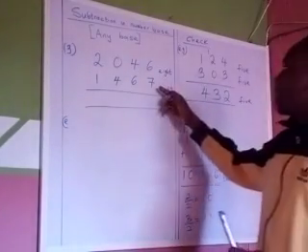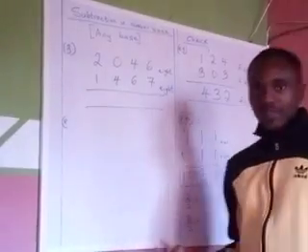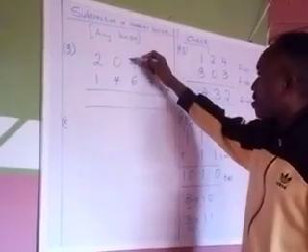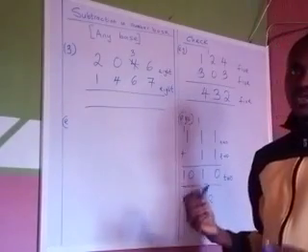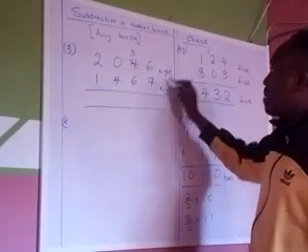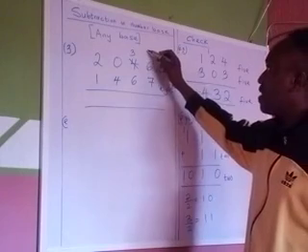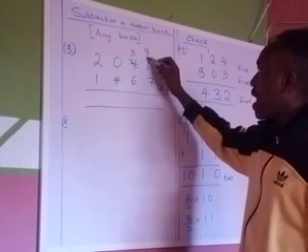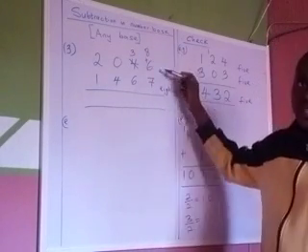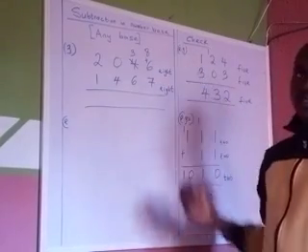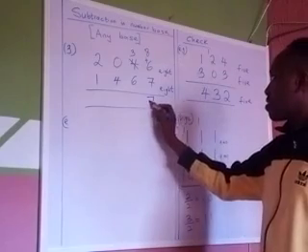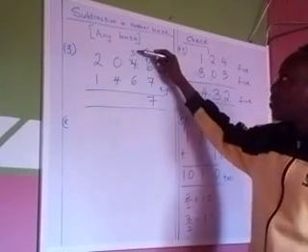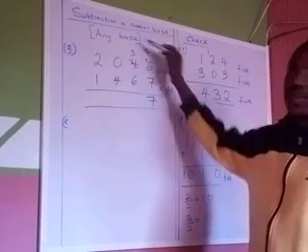Now, take away 7 from 6 is quite impossible. So I'm going to borrow from what? From 4. 4 is left with 3. I'm sure we know that. Because I'm in base 8, what I'm going to bring to this place is 8, and I'm going to add it to the 6 I'm having here. 8 plus 6 gives us 14. 14 minus 7 gives us what? 7. I'm left with 3 here. I cannot take away 6 from 3.